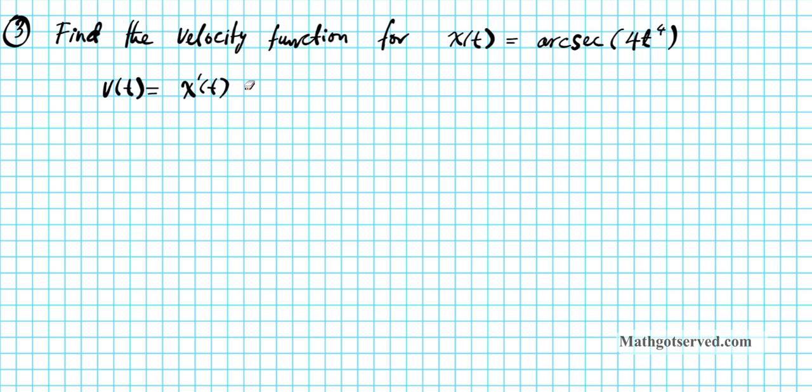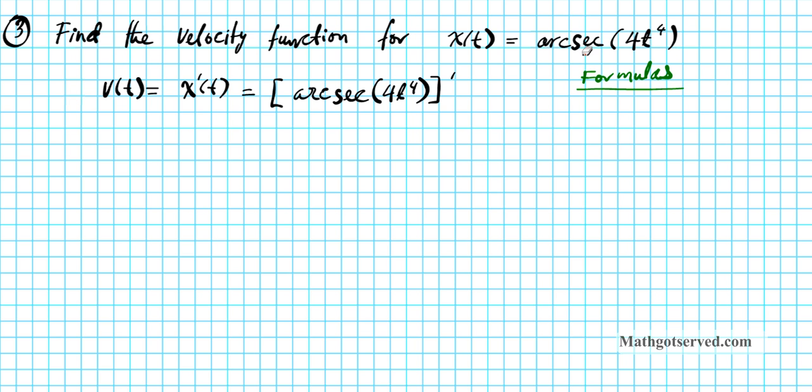Okay, so v of t is going to be x prime of t, which is the derivative of arcsecant of 4t to the fourth. All right, so let's look at the formulas we're going to use to find the derivative of this composite function.